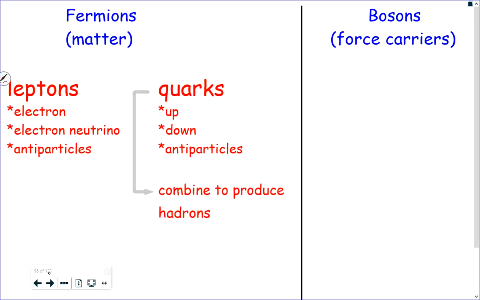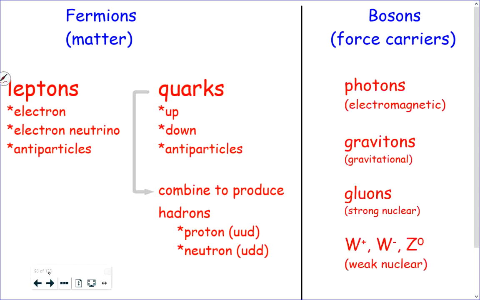Quarks get together to produce hadrons, and the two hadrons you need to be really familiar with is the structure of a proton and a neutron. And the bosons, of course, you need to know this. You need to know on an exam which boson is responsible for which force. It could be a numerical response question. It could be a multiple choice question. I'll leave that there for a second if you want to take a photo. And while I'm just waiting, does anybody have any questions before we move on?